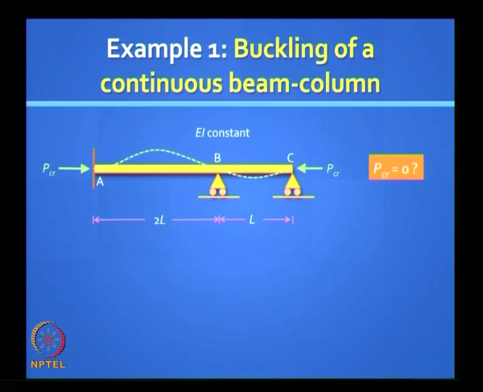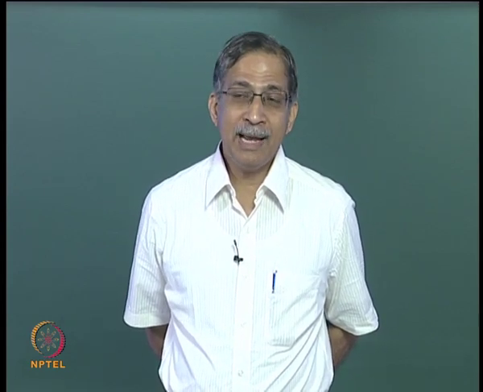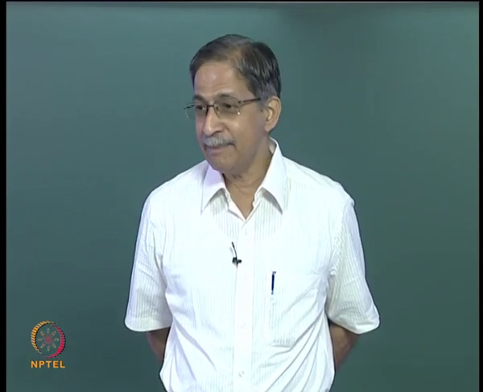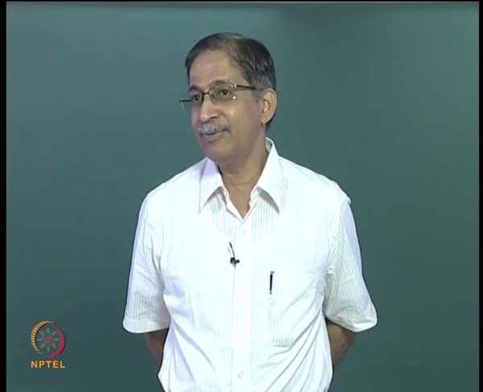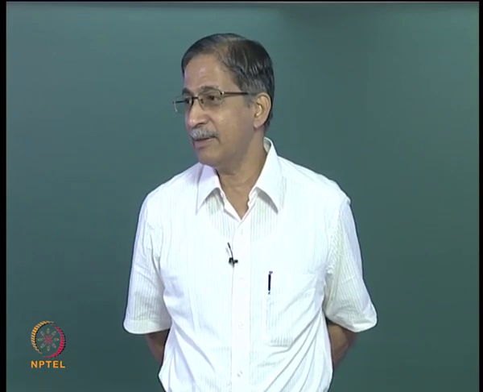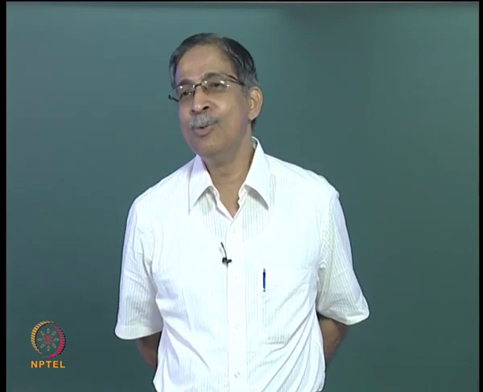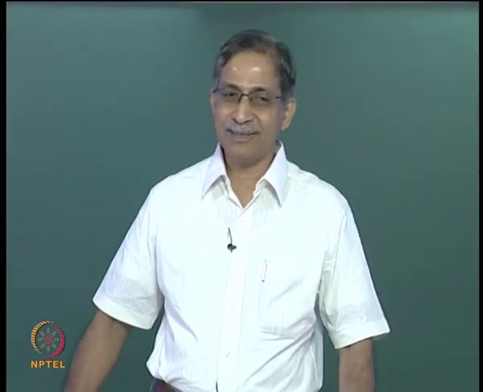Can you give me some guesses? At least can you tell me what that value will lie in between? I want to find P critical. Mind you, both the elements are going to simultaneously buckle because of the continuity requirement at the joint. Tell me, how would you arrive logically at a good guess?